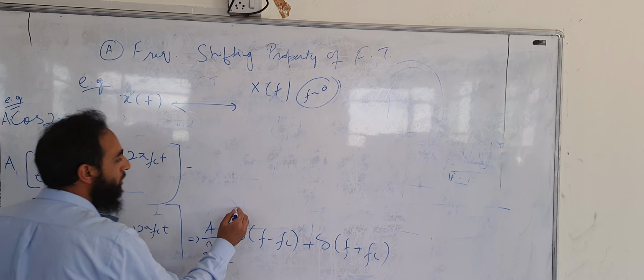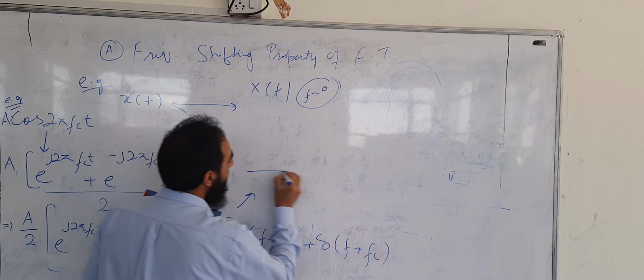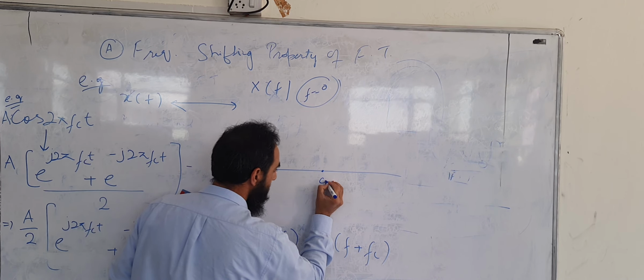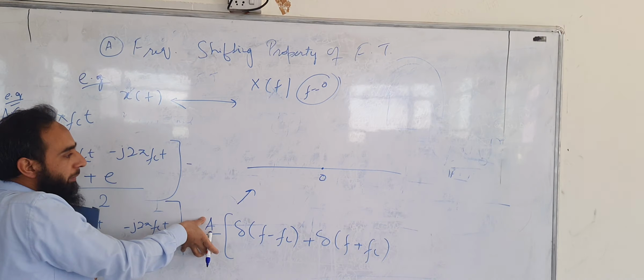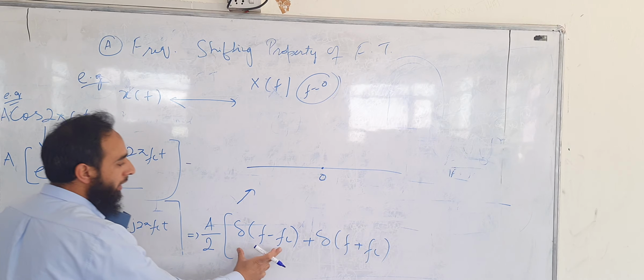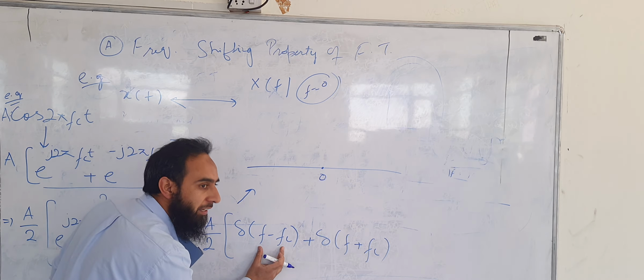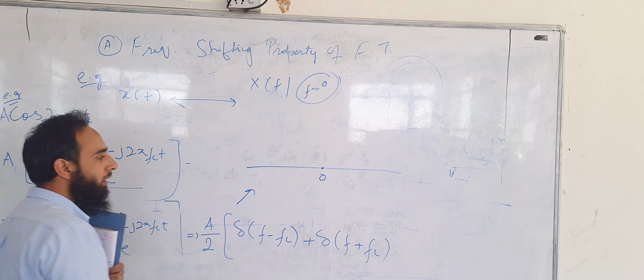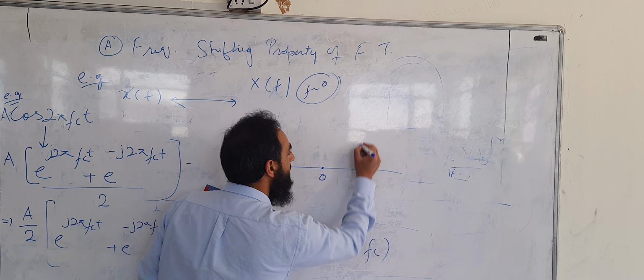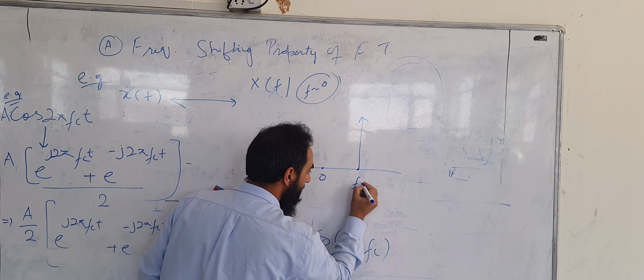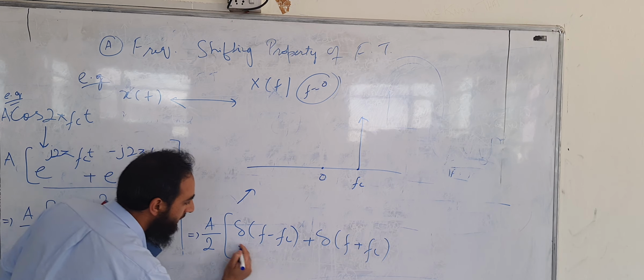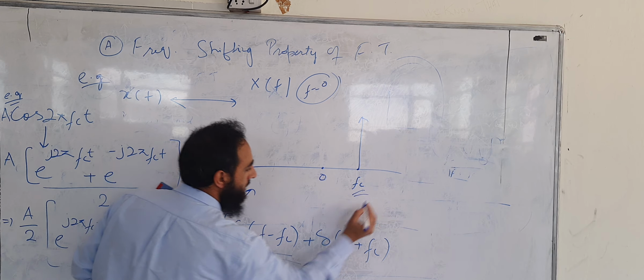I am going back to the top. I have the 0 point. My amplitude is a by 2. That I should remember. Now I have an impulse at what point? F minus fc. But that will result in an impulse in f at point fc. Okay? So because of this, I have this frequency.